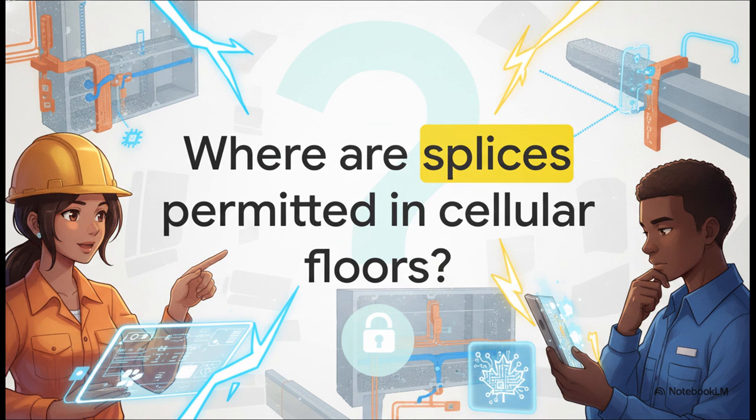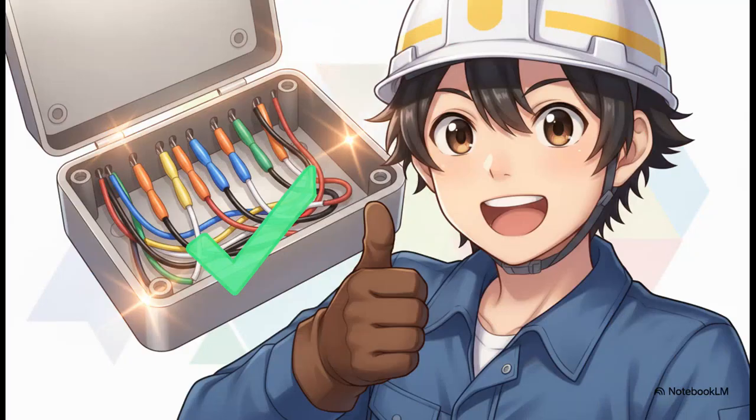Okay, let's try just one more. Under CEC 2024 Rule 12-1808, where are you permitted to make taps and splices in a cellular floor? Try to think back to those practical site rules we covered about hiding connections and troubleshooting. The correct answer is only in header access units or in junction boxes. Remember, you can never, ever hide a splice inside the inaccessible raceway of the floor. Keep it accessible, keep it legal.